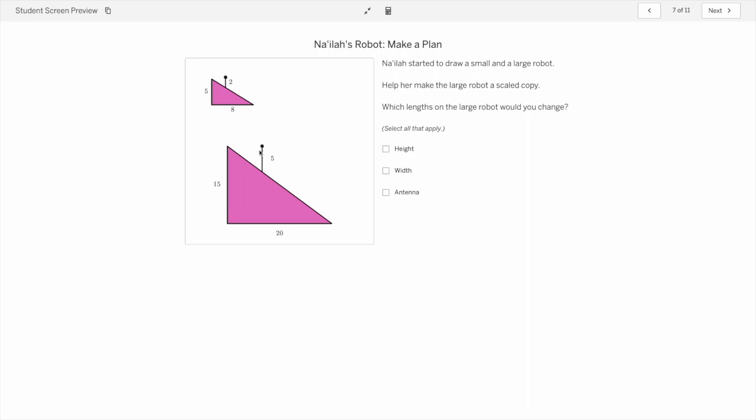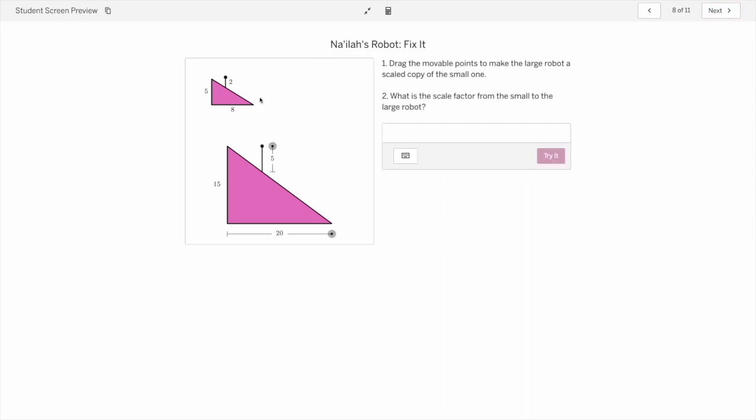There are a few things we can do here. If we want to make the scale factor 3, we can leave this relationship of 5 and 15 with the height and change the width and the antenna. Five times 3 is 15, 2 times 3 is 6, and 8 times 3 is 24. Now we have a scale copy of the robot with a scale factor of 3.